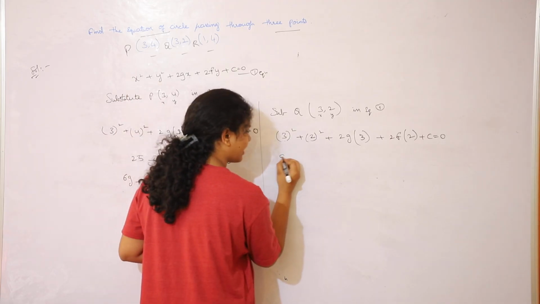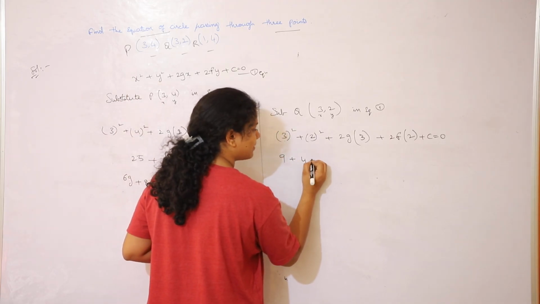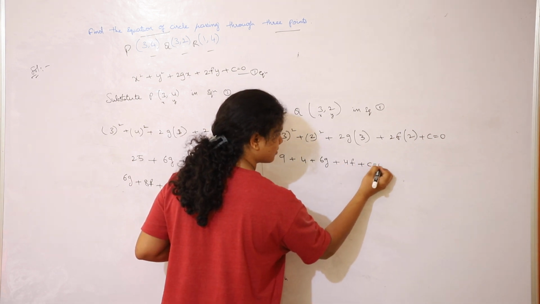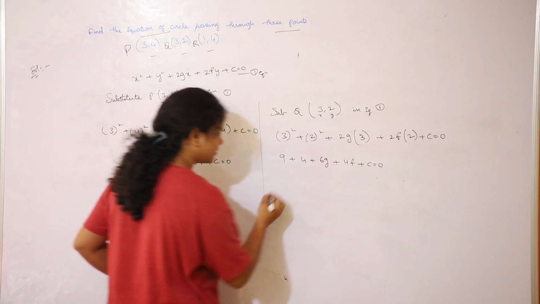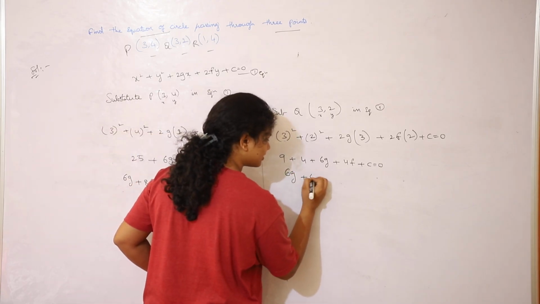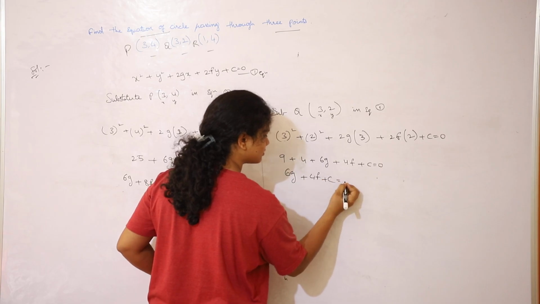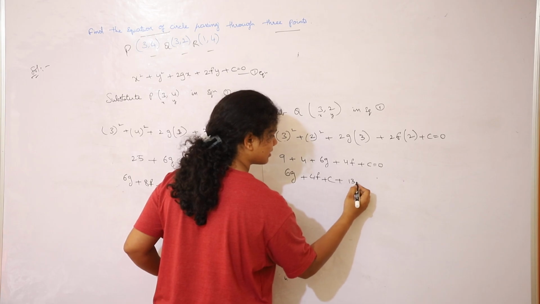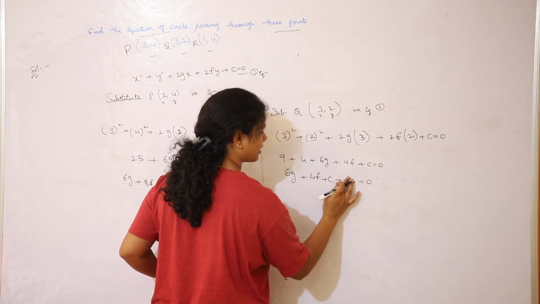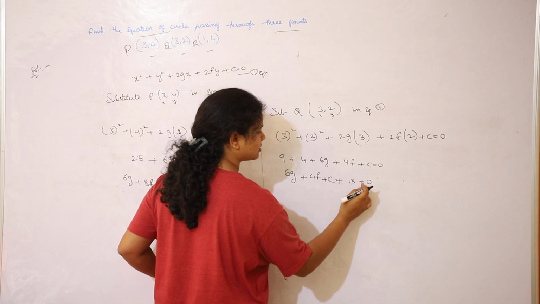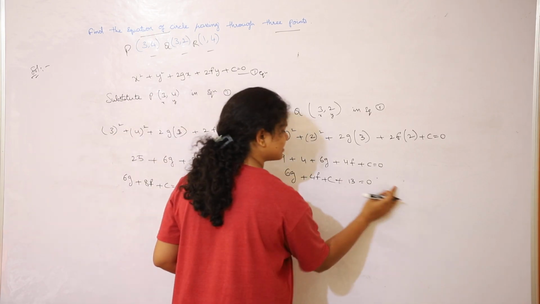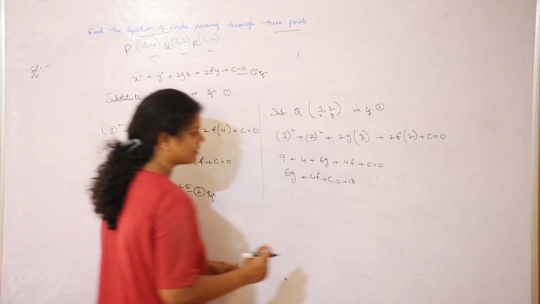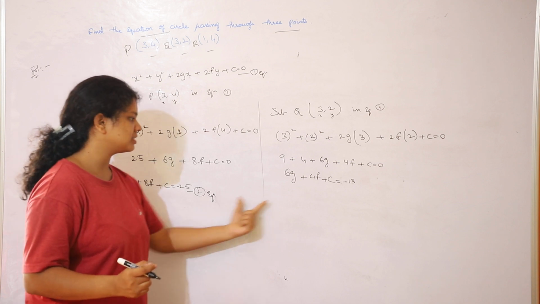It's 9 plus 4 plus 6g plus 4f plus c equal to 0. 9 plus 4 is 13, right? So 6g plus 4f plus c plus 13 equals 0. Now transpose this 13 to the other side, and it becomes minus 13. So I would just write minus 13. Clear? Minus 13. So this is the second equation, this is the third equation.